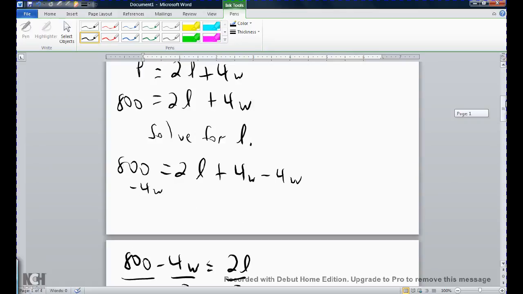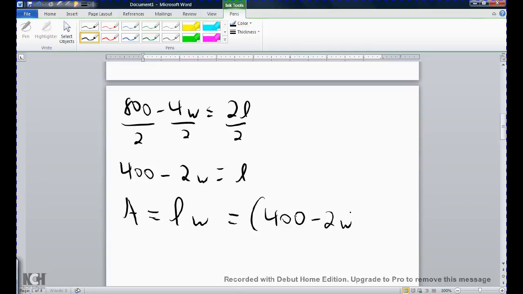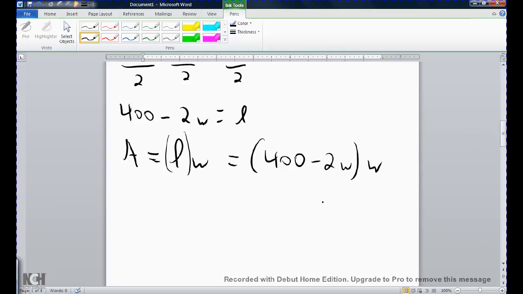Now remember, we're using the area formula, which is length times width. And for the L, I'm going to put 400 minus 2W. Then don't forget this W. So all we've done is substitute L with 400 minus 2W, and then the other W. And the formula for the area becomes 400W minus 2W squared.